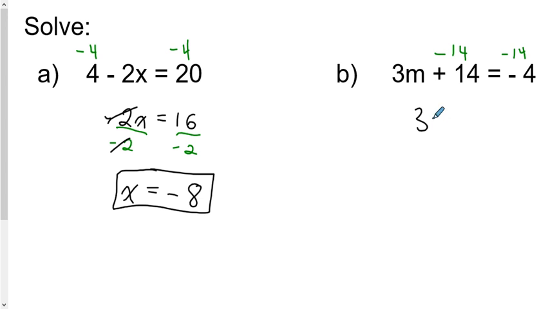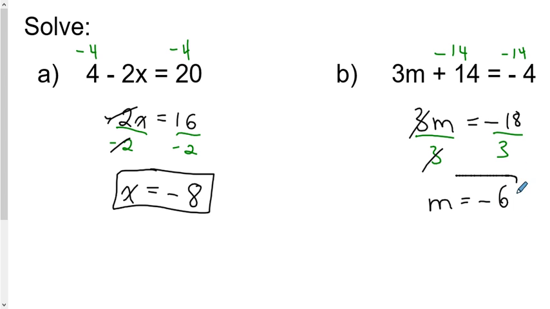On the left side, we're just left with 3m. On the right side, we have negative 4 minus 14. We're going down 14 more. That's going to leave us with negative 18. Let's divide both sides by 3. We're left with just an m on one side and negative 18 over 3. Well, 18 divided by 3 is 6. A negative divided by a positive is a negative, so m equals negative 6. Okay, that's a good warm-up.